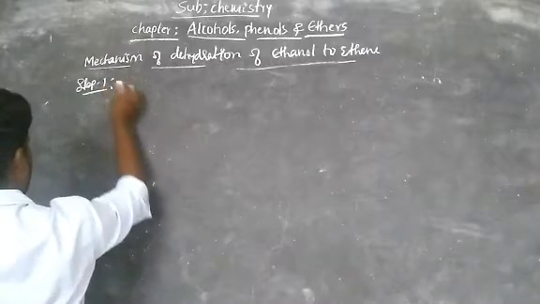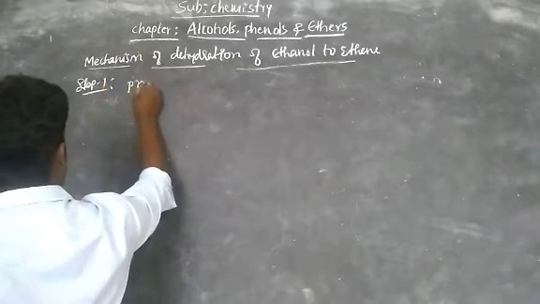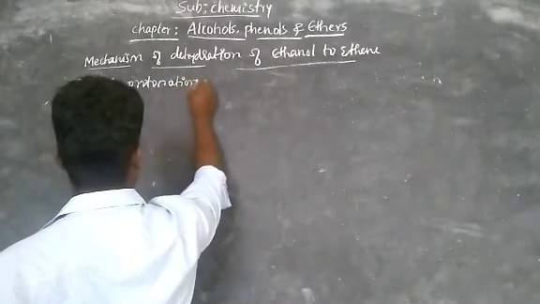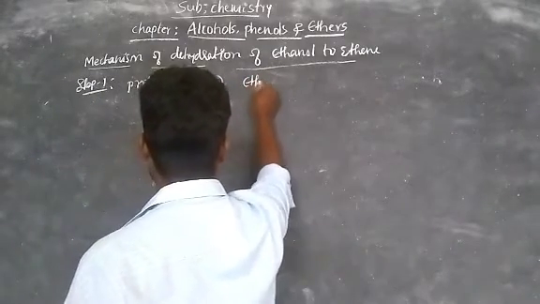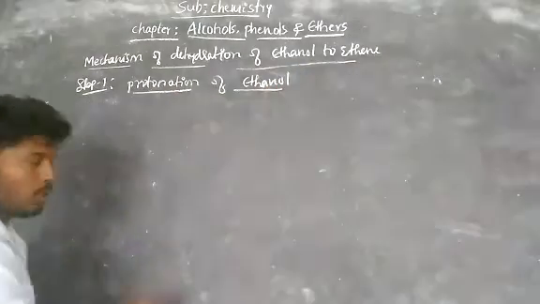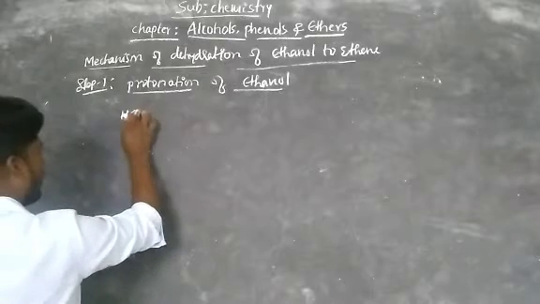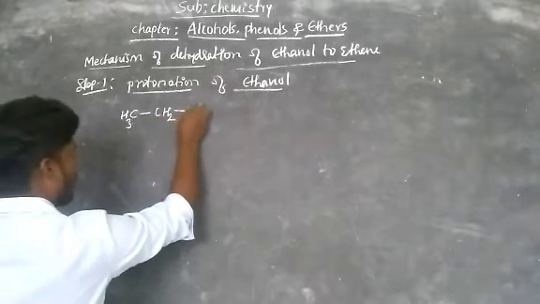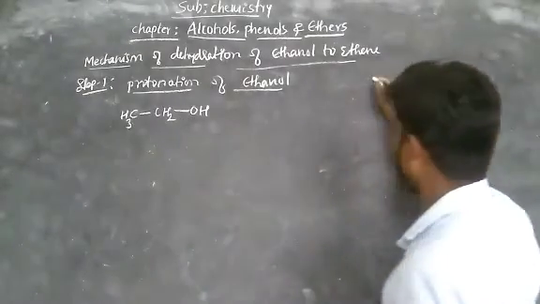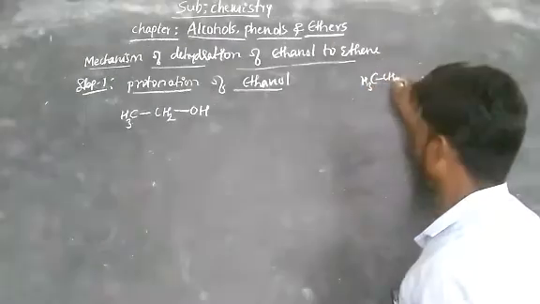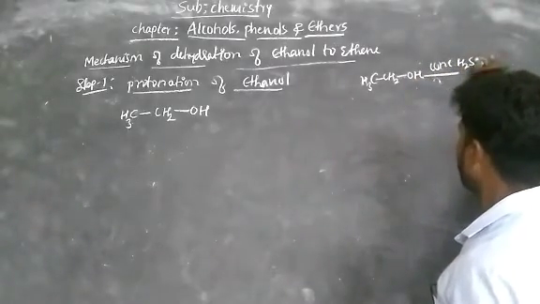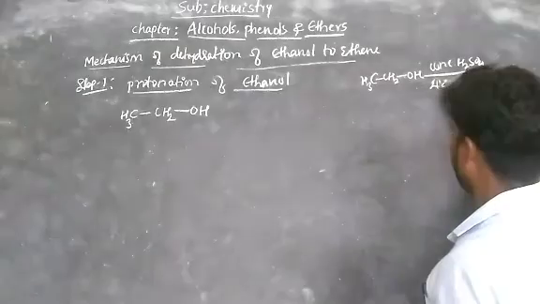Step 1. That is protonation of ethanol. Is this step 1? So now take ethanol. You know ethanol, CH3 bond CH2 bond OH. This is ethanol. Now observe in the chemical reaction, we are treating the CH3 bond CH2 bond OH with concentrated sulfuric acid H2SO4 at 443 Kelvin.